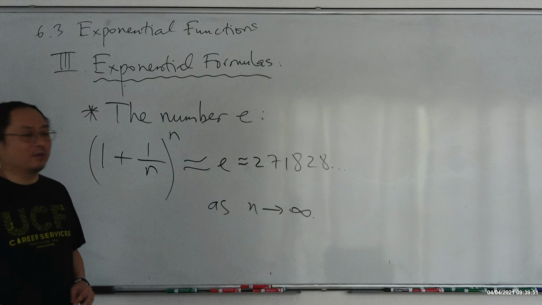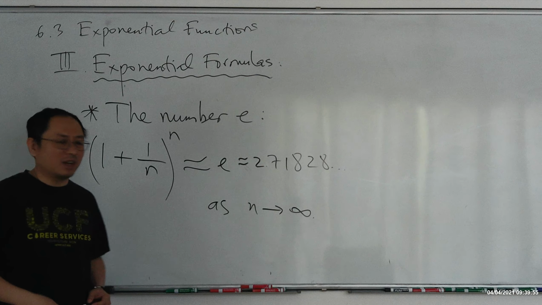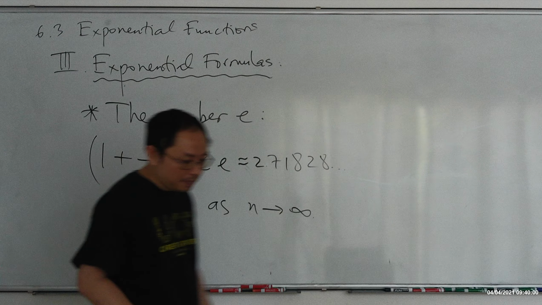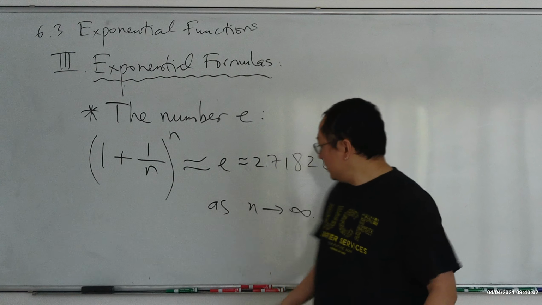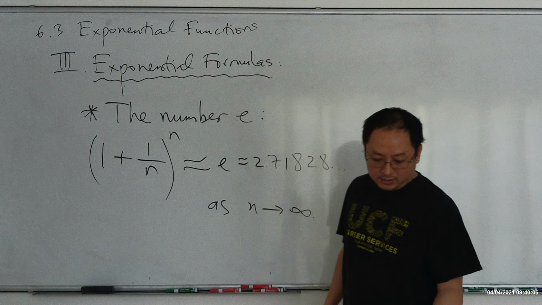Just like pi. Everyone knows pi, right? Pi is 3.14159, and so on. Now we have another number called E. And then it goes to infinity. It means that n is very large.